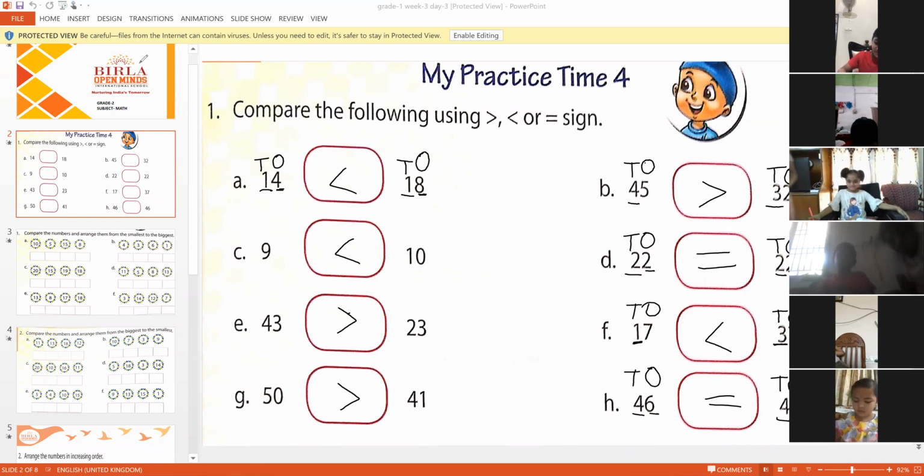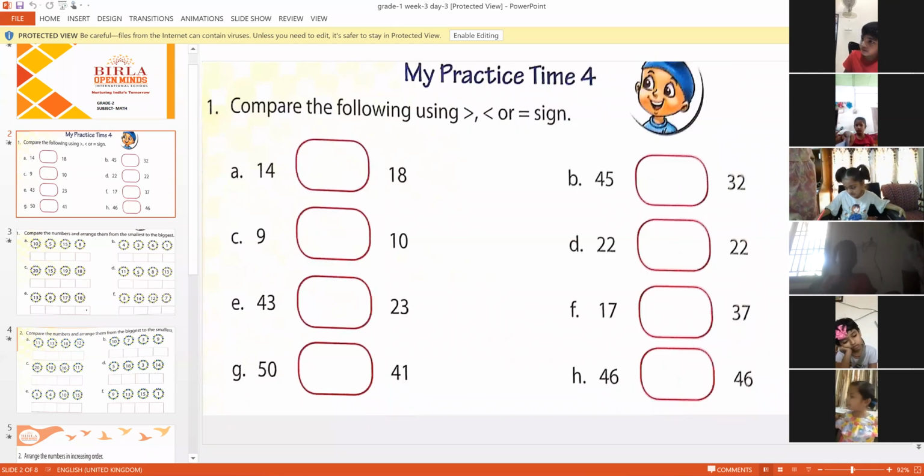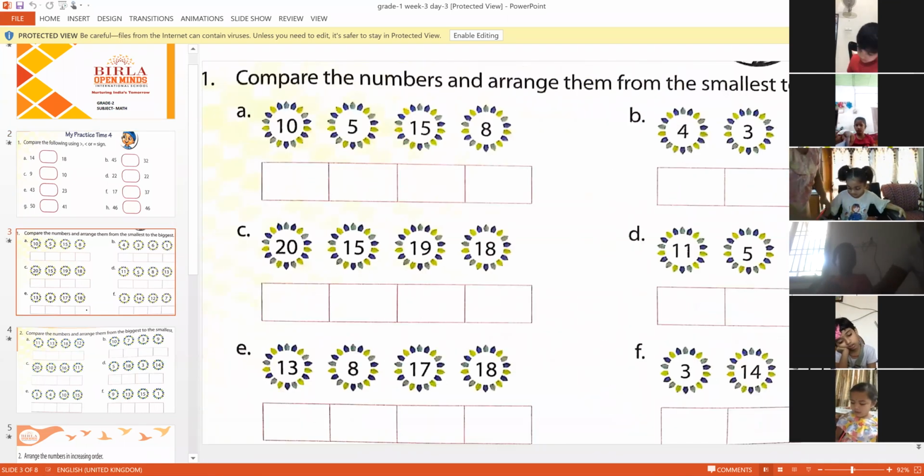Now you all come to page number 17. Children, open page number 17 of your math textbook. Write date and classwork there. My practice time 6 is there.